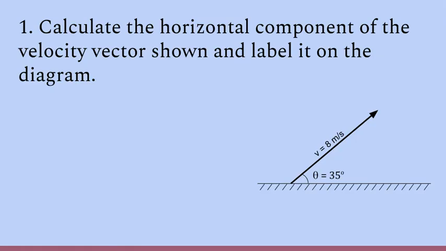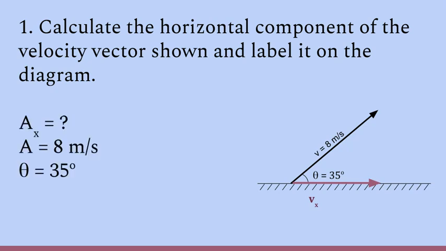So since I'm supposed to look for the horizontal component of the vector, I'm going to label it like this, and I know I'm going to be using Ax equals A cosine theta as my formula, so I'm going to list out my variables. Ax is what I'm looking for. A is 8 meters per second, and it's always going to be just that number that's labeled on the arrow. Theta is always going to be the angle, so 35 degrees.